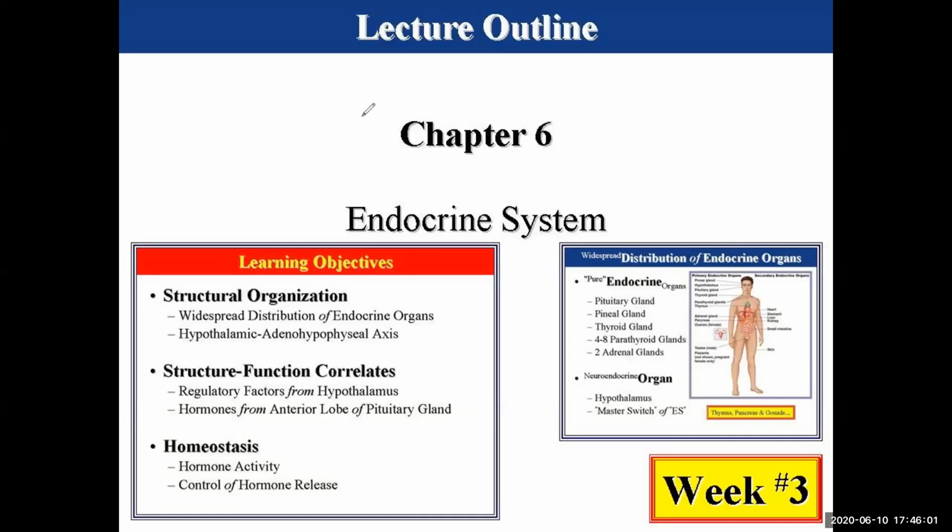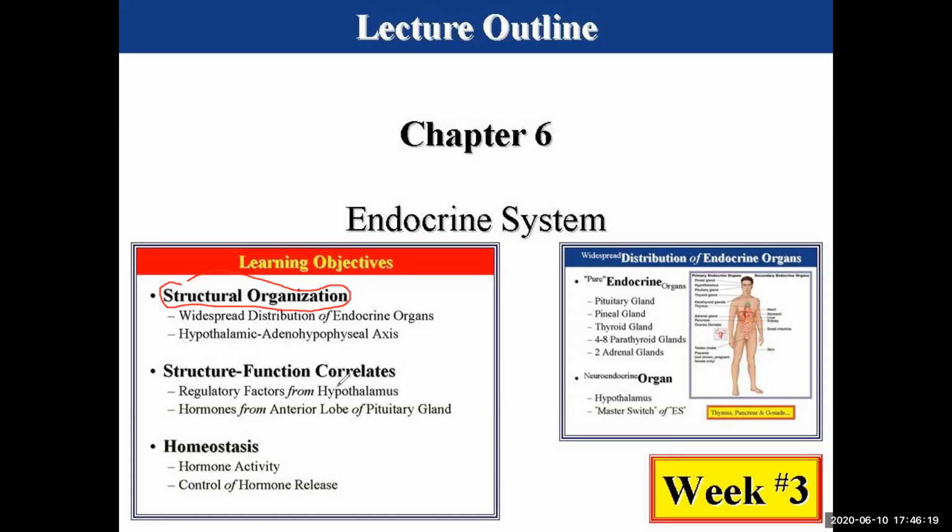We're going to go over how the organ system is organized, so under structural organization, followed by some specific structure function correlates.